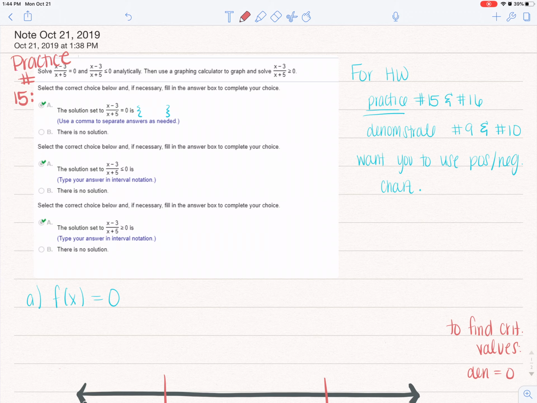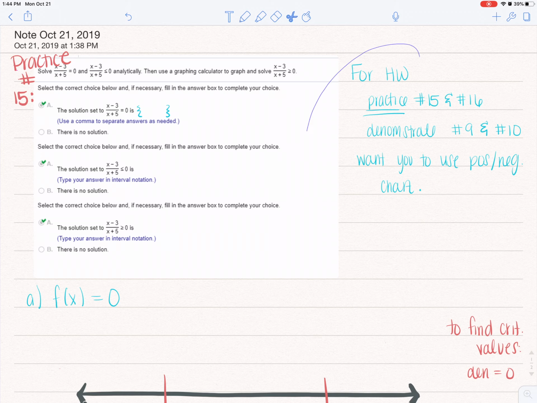So the question says, solve (x minus 3)/(x plus 5) equals 0, and (x minus 3)/(x plus 5) less than or equal to 0 analytically, then use a graphing calculator to graph and solve the function greater than or equal to 0.